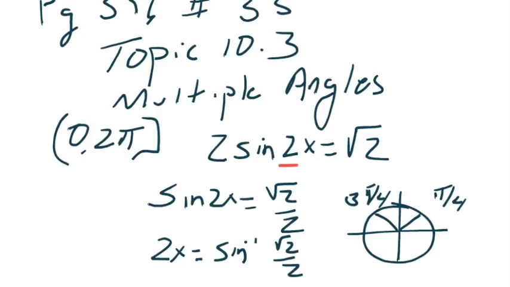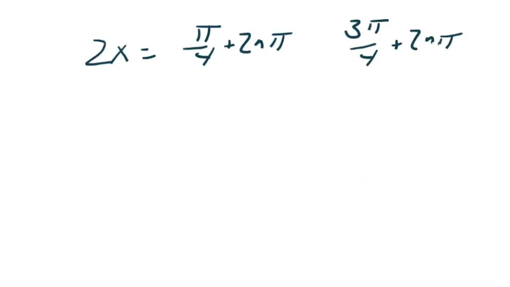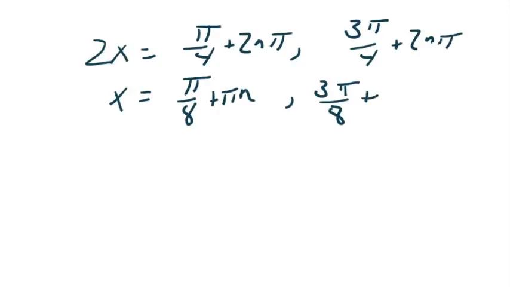But because this is a multiple angle problem, we have to be a little more careful about it. So let's continue. We'll write this solution as if it were the general solution until we've checked what our final answers need to be. So we know that 2x is pi over 4 plus 2n pi, and it's also 3 pi over 4 plus 2n pi. So we can now divide out the 2 and have x equals pi over 8 plus n times pi, and it's equal to 3 pi over 8 plus n pi.